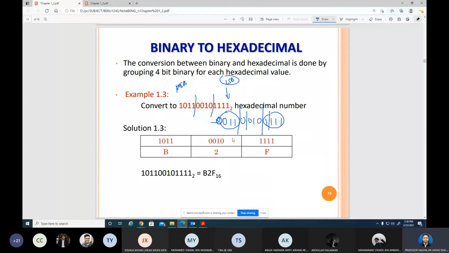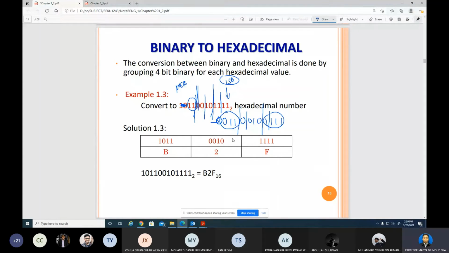That's why for the grouping, make sure you start from the least significant bit, not from the more significant bit. Maybe there is some mistake by the previous student in the grouping on this. For example, we have 1 1 0 0 1 0 1 1 1. If you convert from the more significant bit, maybe you can write like this, 1 1 2 3 4, and then the answer will be wrong. You have to start from the least significant bit, which means 1 2 3 4 one group, then 1 2 3 4 another group, and then this is the last part.